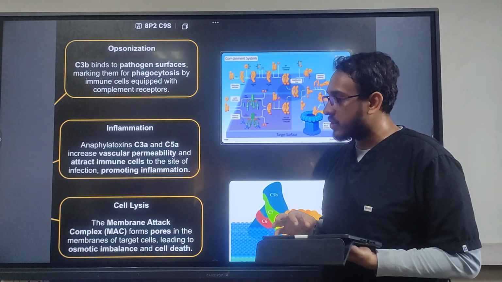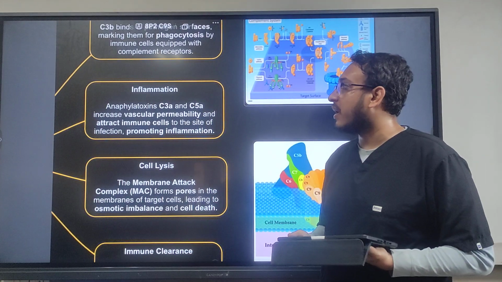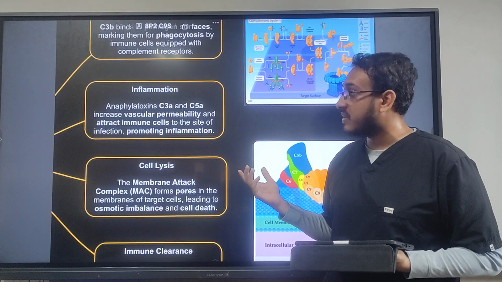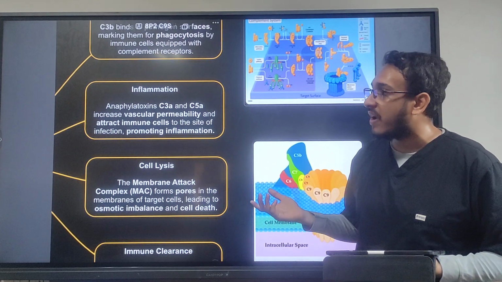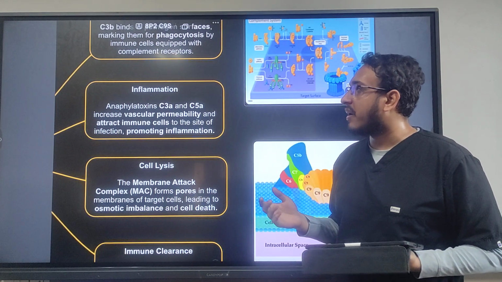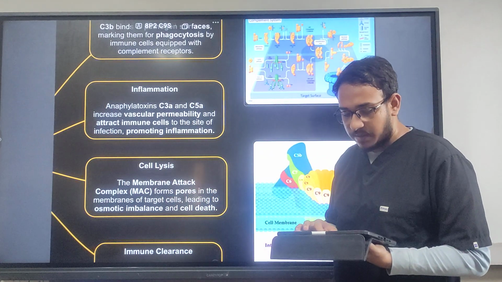the specific pathogens. It also causes inflammation. The anaphylatoxins C3a and C5a increase vascular permeability and attract immune cells to the site of infection, promoting inflammation.